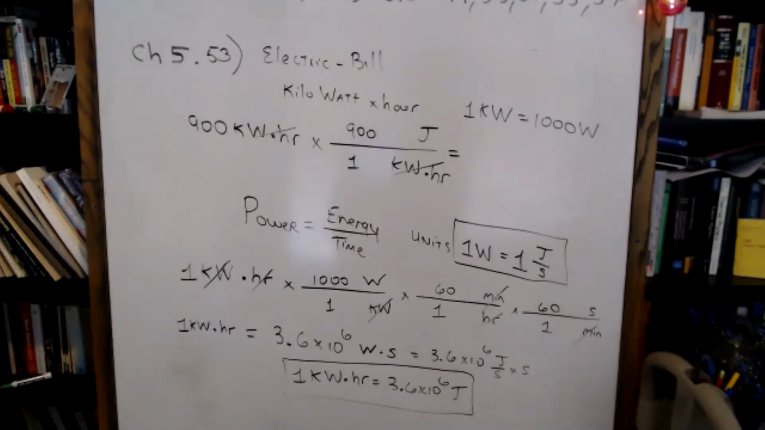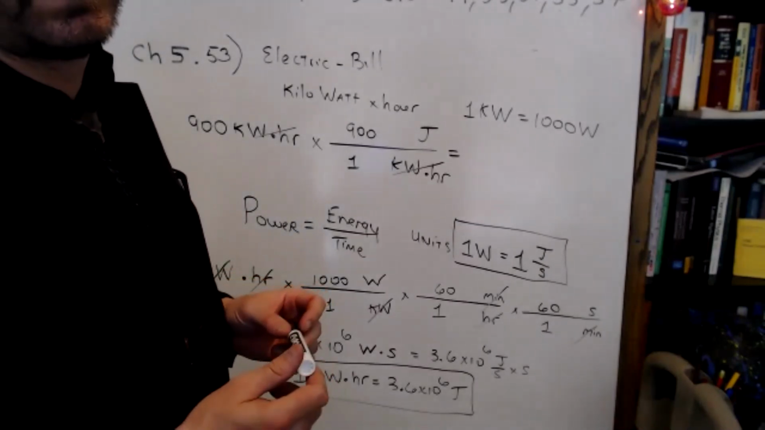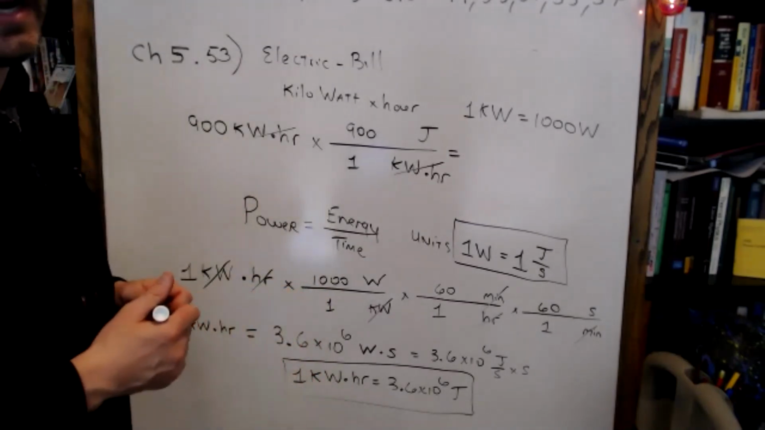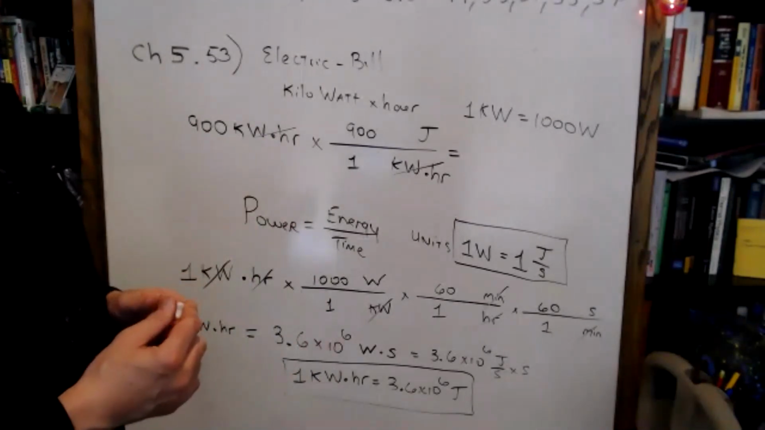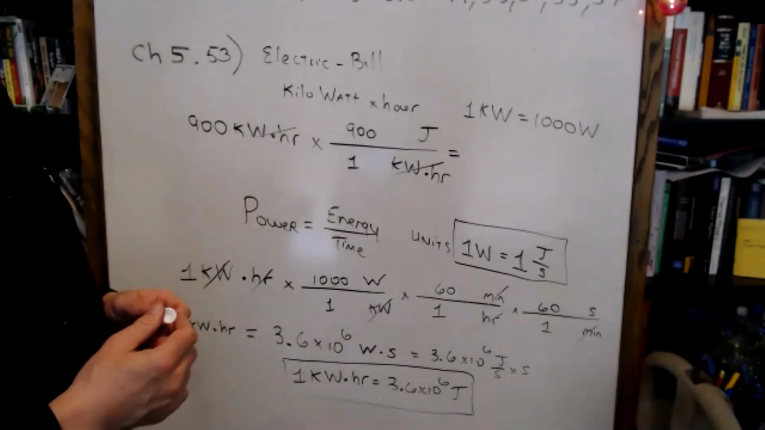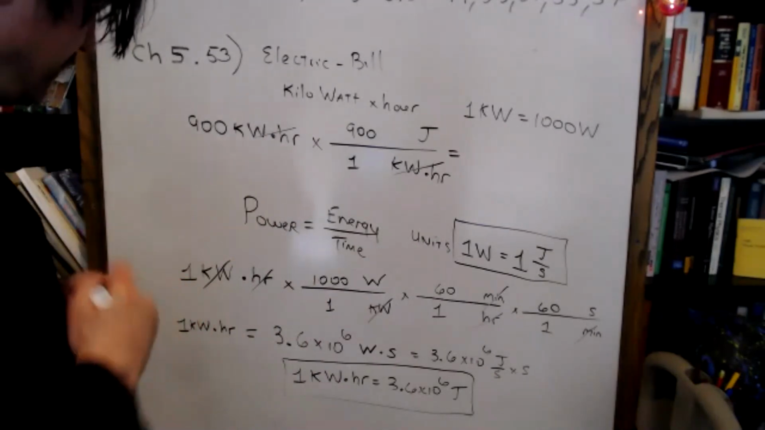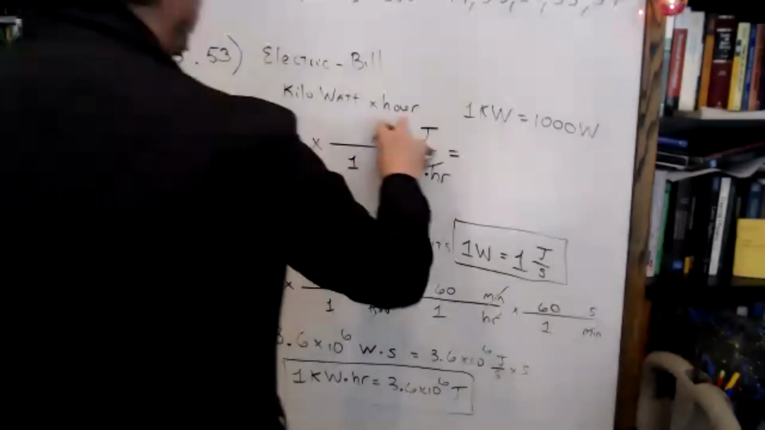$800 or what? How do I say that? 810,000. No way. Sorry, I made a mistake here, guys. Look, I did something really dumb. You put 900 in the joules place. Right. What was I supposed to put there? 3.6 times 10 to the 6.